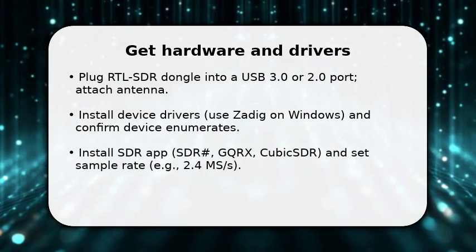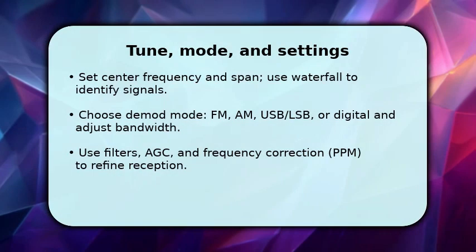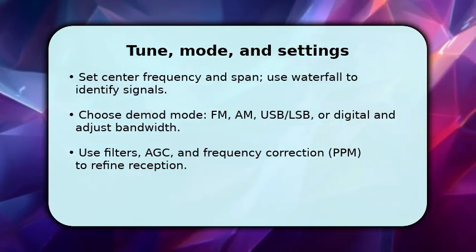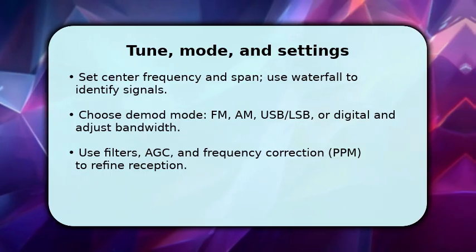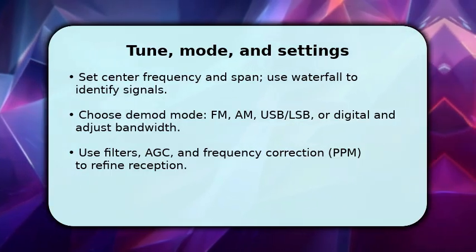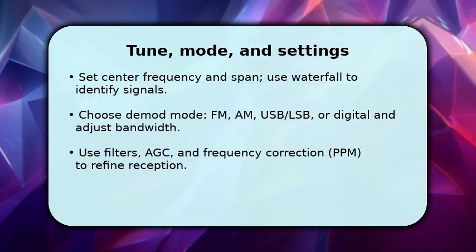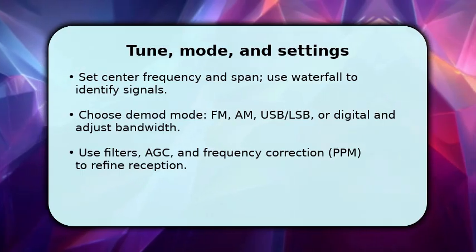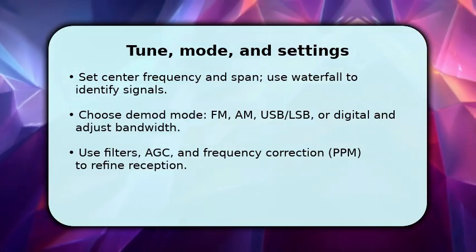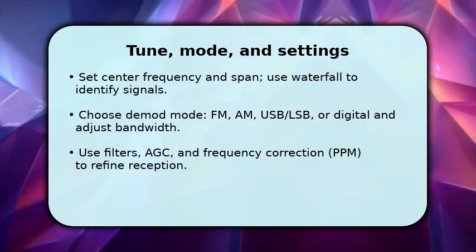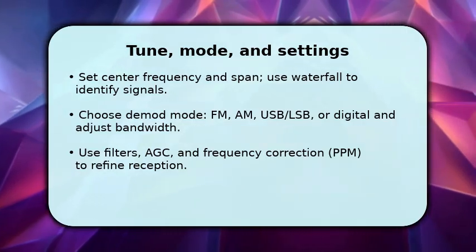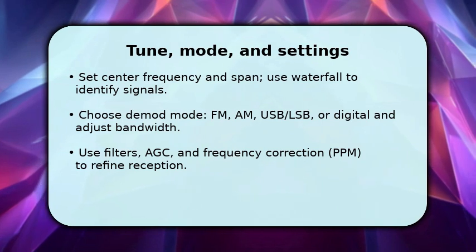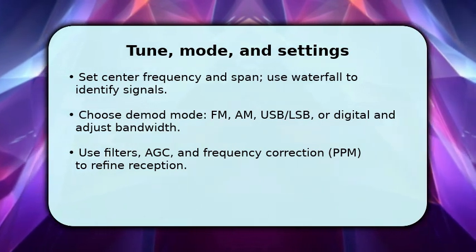You now tune and shape signals. Click a strong peak on the waterfall and set the center frequency. Then pick the demodulation mode that matches the signal type: FM for broadcast, USB/LSB for ham, or a digital mode plug-in for telemetry. Adjust bandwidth and apply a notch or bandpass filter to reduce adjacent noise. Correct your PPM offset for accurate frequency display, and use AGC or manual gain to balance sensitivity versus overload so you finish by capturing and validating results.